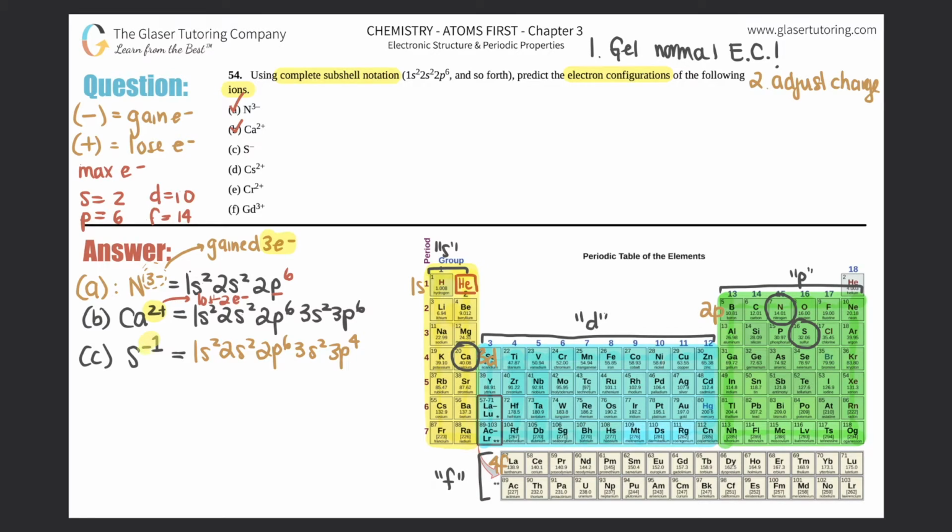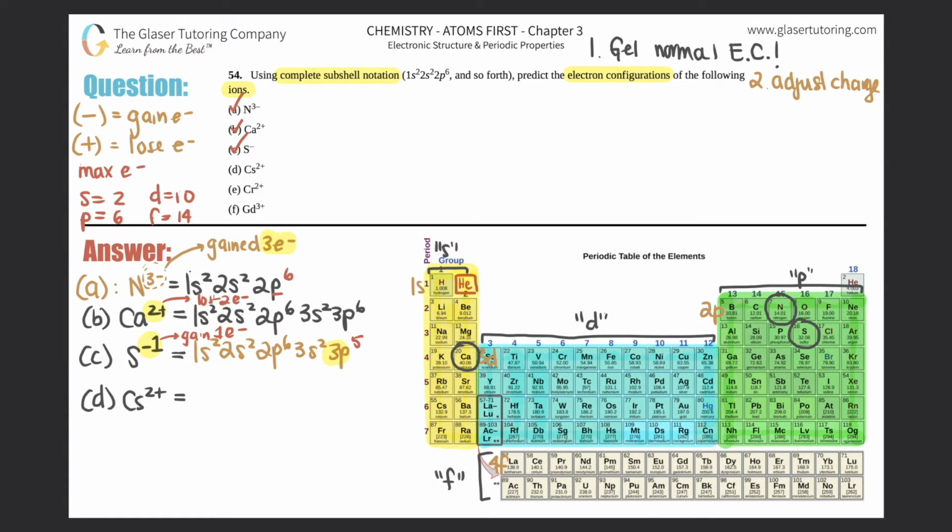Now we make the adjustments. What did it tell us? -1 tells me that I gain 1 electron. So I add 1 electron to the outermost shell. In this case, the one that's unfilled is 3p, because remember, a p can have a max of 6 electrons, and this one has only 4. So 4 plus 1 would give me a 5. All I have to do is erase the 4, and it now turns into a 5. And that's the answer for C. Halfway there.